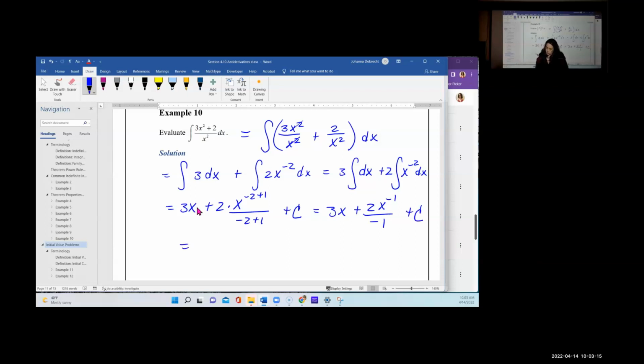And then we can rearrange the second term, pull the negative to the numerator and drop the x to the negative 1 to the denominator as x. So this gives us 3x minus 2 divided by x plus c. And I think that's probably the best way to leave it. You can also leave it with x to the negative 1. I think that's valid as well.